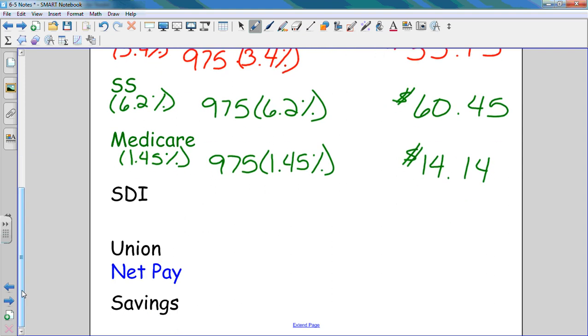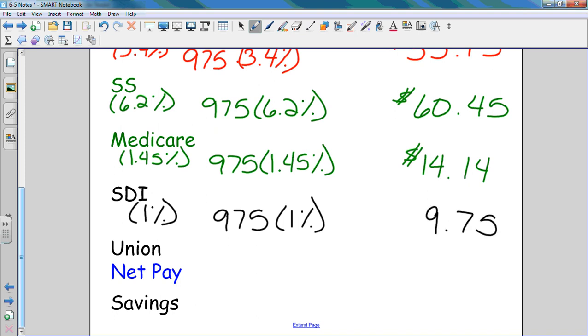State disability. That one is a new one. Disability insurance. In the problem, it tells you how much we pay for state disability up at the top of the directions. If you look on page 230, in the directions, it says state disability, they pay 1%. So I take my 975, multiply it by 1%, you can do that in your head, $9.75. You can do the decimal.